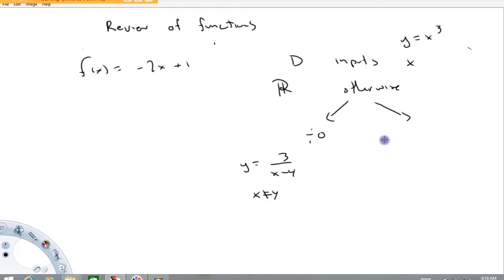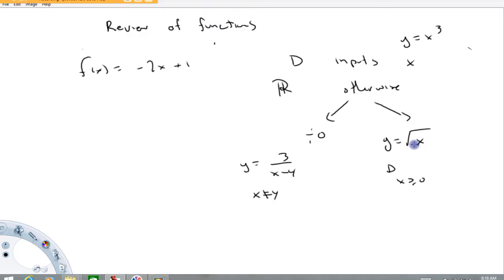Another thing that shows up is square roots of negative numbers. So like y equals square root of x. And by the way, not just square roots, but fourth root, sixth root, any even root. If you're going to take an even root, then this thing needs to be positive. So the domain of this function is x has to be greater than or equal to 0. We would throw out any negative values for x.